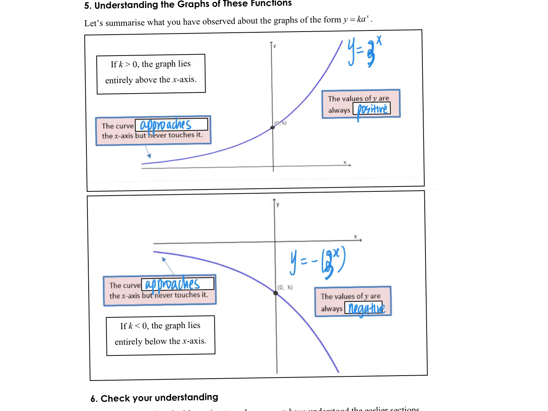Okay, so notice that the power is x and the base number is any constant. If you put y equals 3 to the power minus x, then it flips this way, because positive x is here and negative x is on the other side. So it will flip.